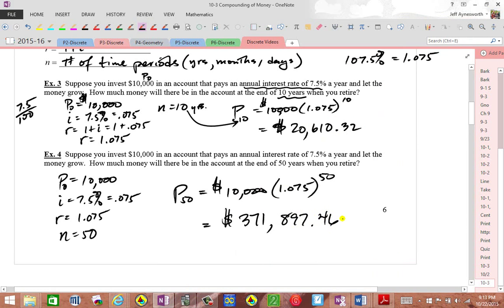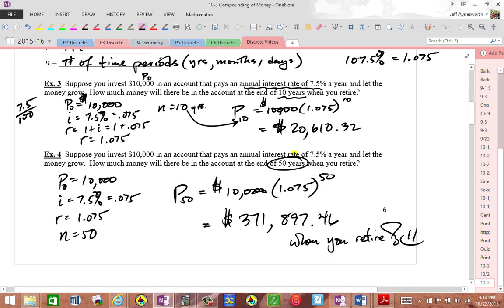Okay, that's when you retire, because it's after 50 years. You're 17 years old right now, or maybe 18. And 17 plus 50, that's 67. So this is when you retire. Ooh, yeah. How would you like to have that? You'd be a happy camper.